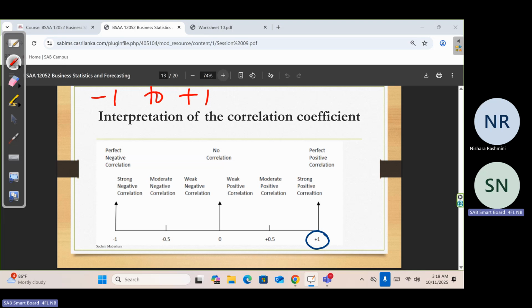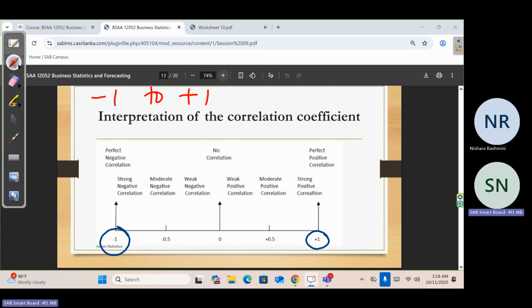Understood? Then if the R value is -1, the minus sign represents a negative relationship. Okay, then -1 is the minimum value here, then we can say perfect negative correlation. Understood? Then if the R value is 1, there is a perfect linear relationship. Based on the sign, we can say it's negative or positive.